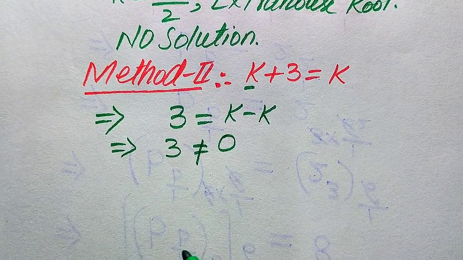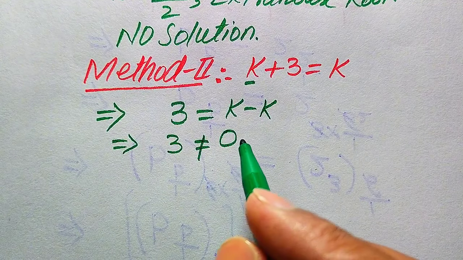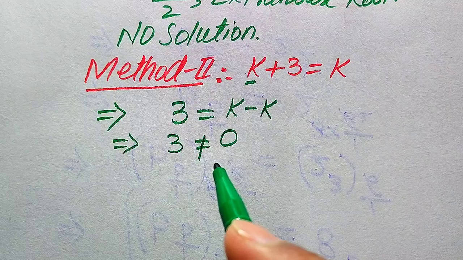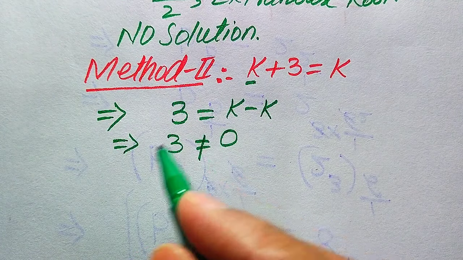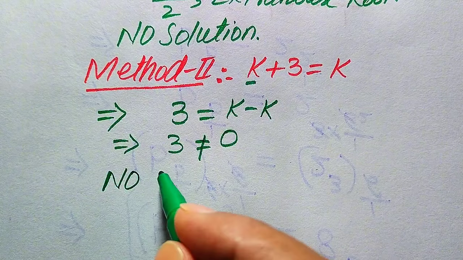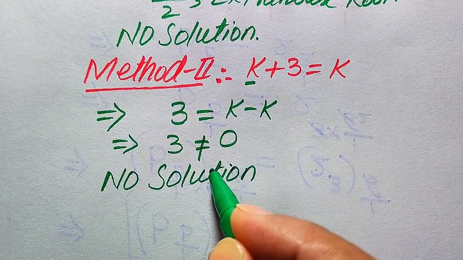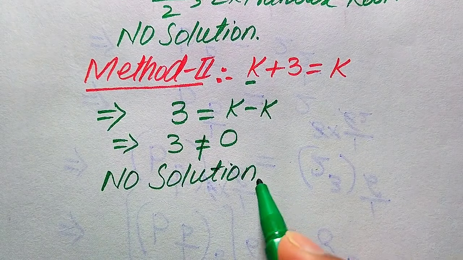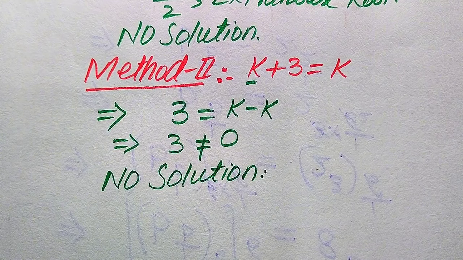So it means that in the second method we cannot get any value of k which satisfies our given question statement. So again we finally conclude that this question has no solution, because we cannot get any value of k. This is our final conclusion about the solution set of this problem from the second method, and this is the final answer.